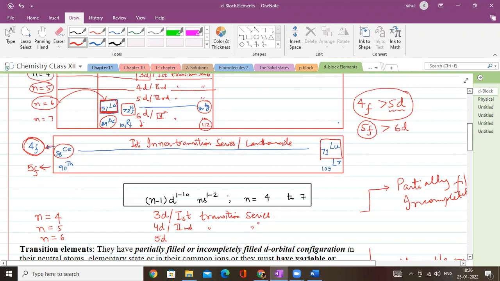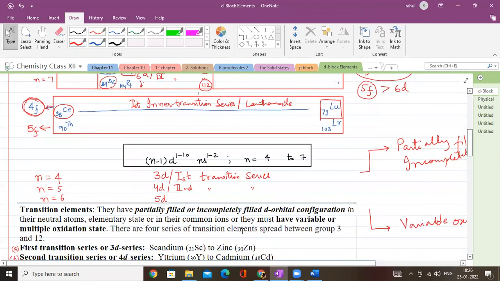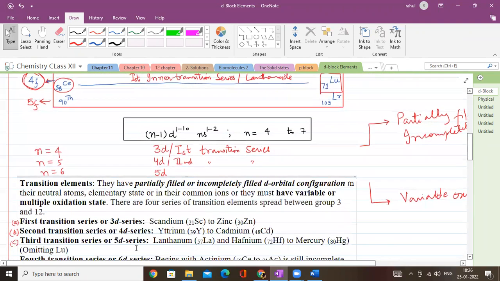So we have to just take an idea that there are 3d, 4d, 5d and 6d series basically present in the d block elements. But right now the most important point that we are going to take up is what transition elements are.